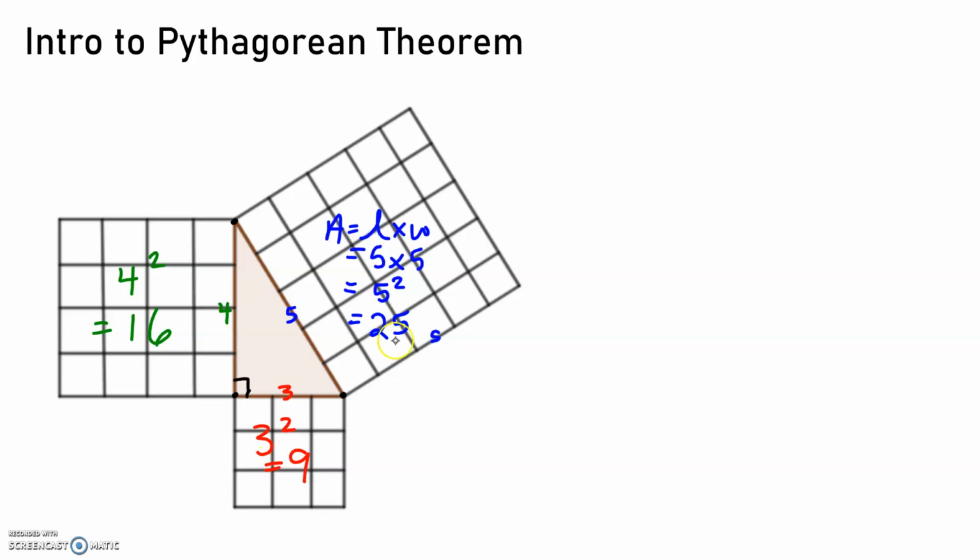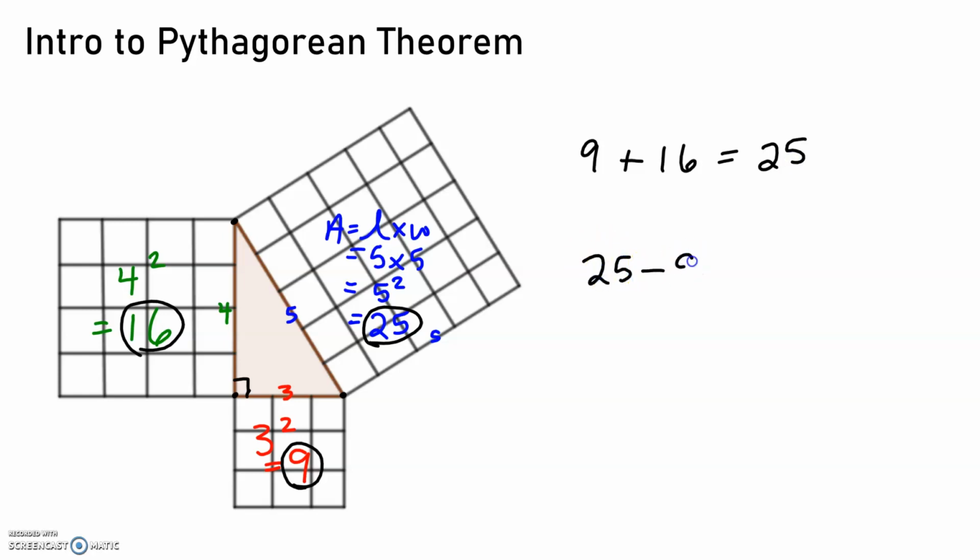If we take these three numbers, 25, 16, and 9, we can see there's a relationship between them. If I add 9 plus 16, that equals 25. And then also if I took 25 and subtracted 9, I would get 16, or vice versa, 25 subtract 16, I would get 9. And this is where the formula comes from.